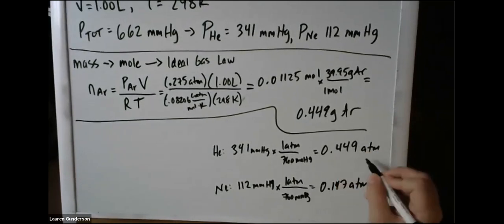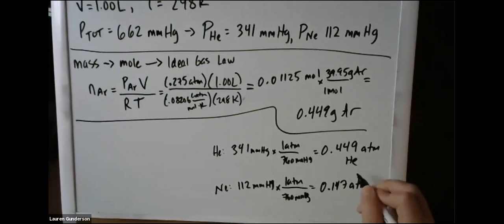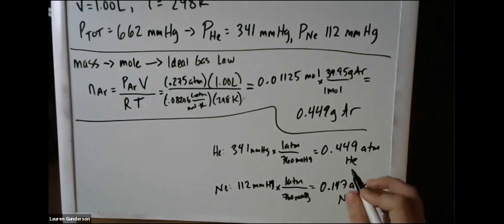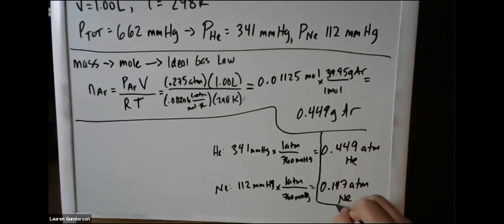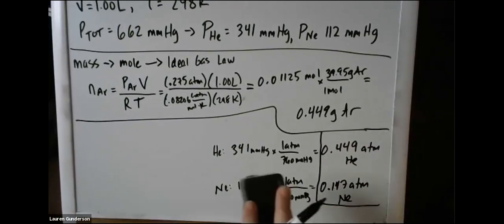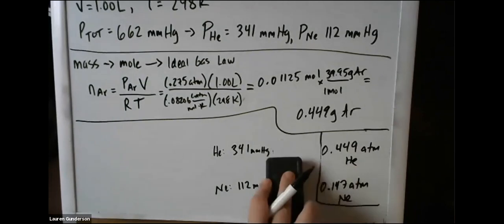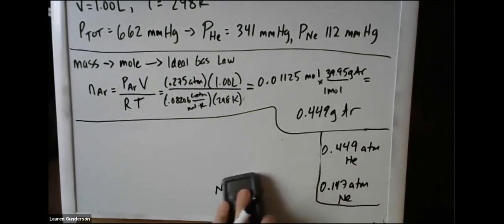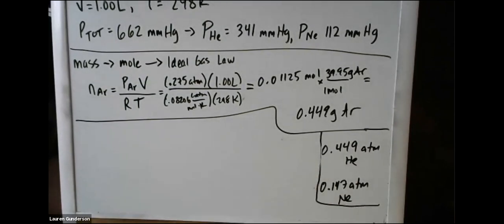Okay, so this is my pressure in atmospheres for helium. This is my pressure in atmospheres for neon. And I'm going to box that off and keep it over here. I'm going to need those two values in a minute. But I'll erase this word. Okay, because now we want to do our ideal gas law calculation for both of these gases.